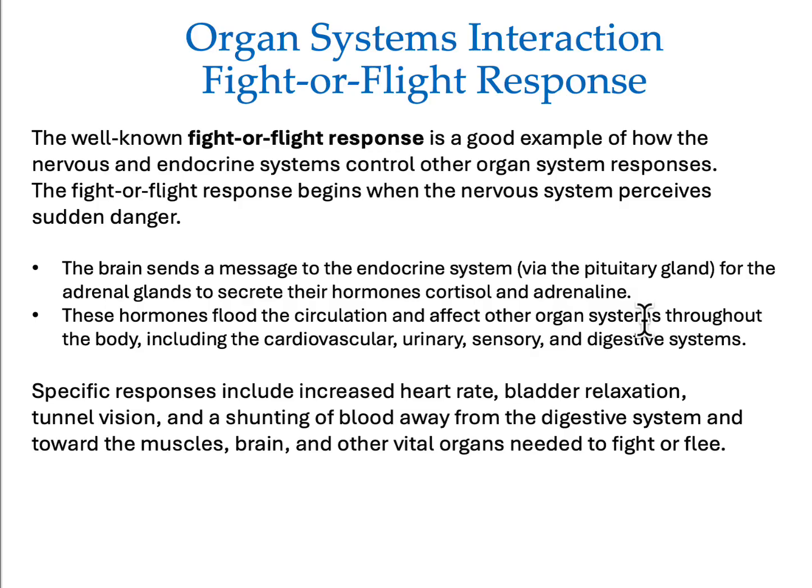Besides something really life-threatening, say an imminent accident, stress is a very strong influencer on this fight or flight response, and the same sorts of reactions occur. The brain sends a message to the endocrine system through the pituitary gland for the adrenal glands to secrete their hormones, cortisol and adrenaline. These hormones flood the circulation and affect other organ systems throughout the body, including the cardiovascular, urinary, sensory, and digestive systems.